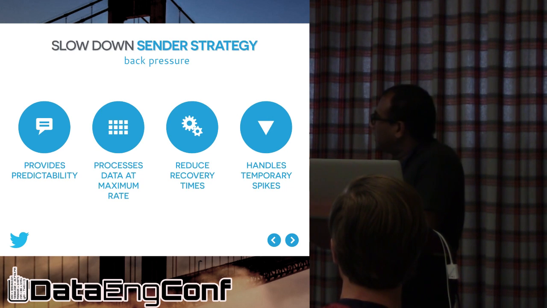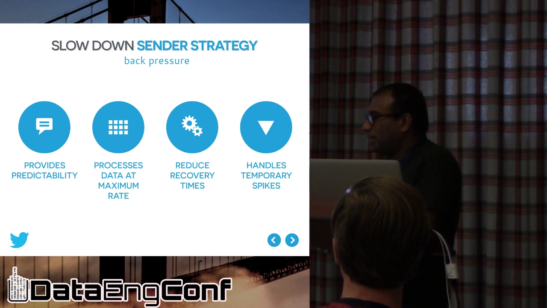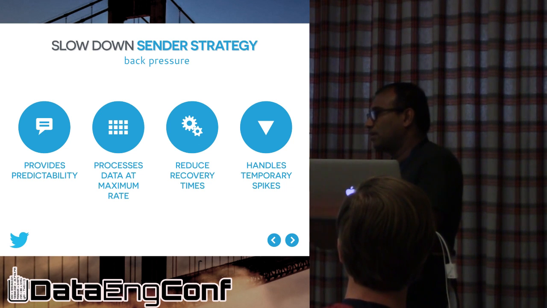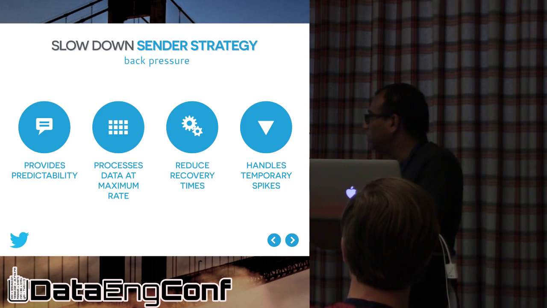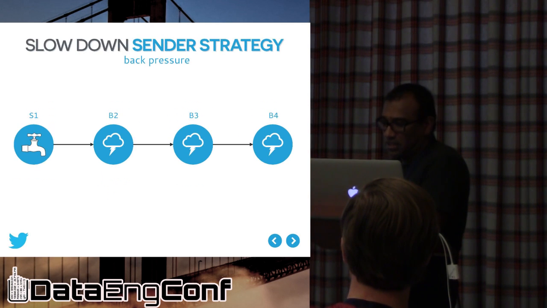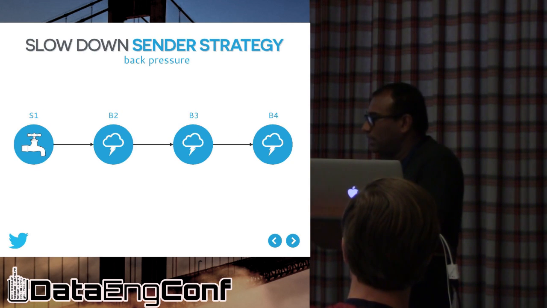The slow down sender strategy provides more predictability, and it processes data at the maximum rate possible, probably at the rate at which the slowest is going. It also reduces recovery times, because the moment the straggler becomes back to normal, it will pick up speed, because that's what happens, right? It can also handle spikes, because when data arrives in spikes, you might have a temporary buffering and other things that you have to do so that you can absorb the spike quickly. So the slow down sender strategy is what is implemented in Heron.